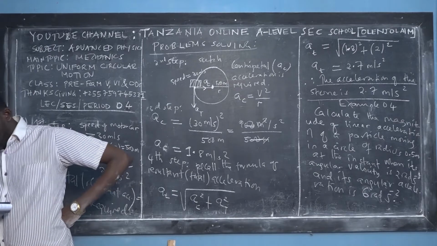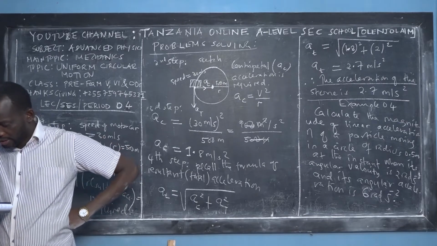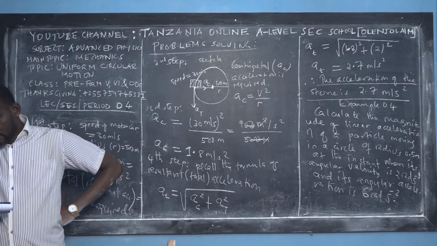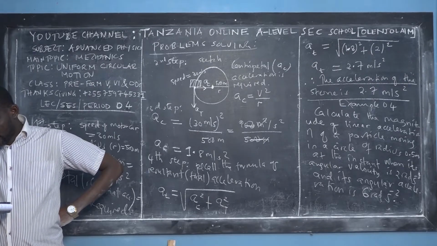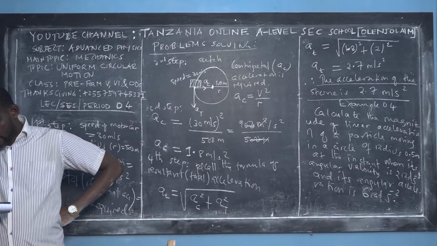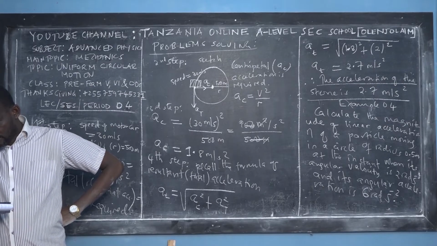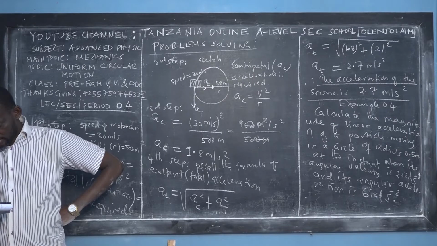Calculate the magnitude of linear acceleration of the particle moving in a circle of radius 0.5 meter at the instant when its angular velocity is 2 radians per second and its angular acceleration is 6 radians per second squared.